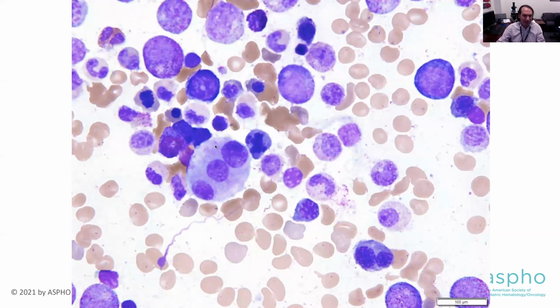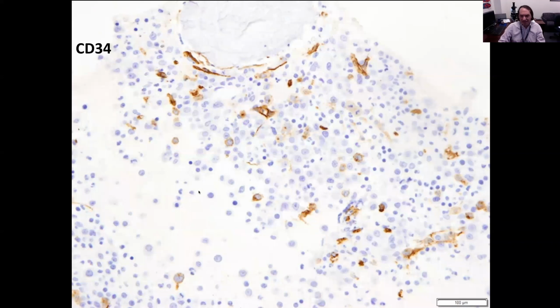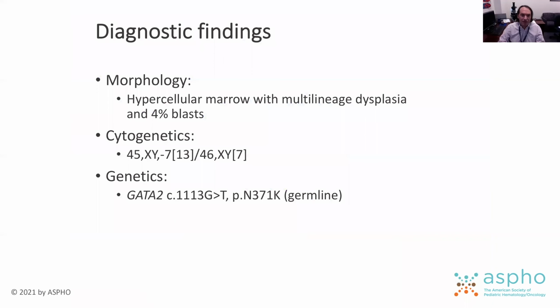You can appreciate these megakaryocytes with separate nuclear lobes, as well as neutrophils that don't have a normal lobation pattern. A CD34 stain shows that the blast count is not grossly increased above 5%. So here we have a hypercellular marrow with multilineage dysplasia, blasts not more than 5%.